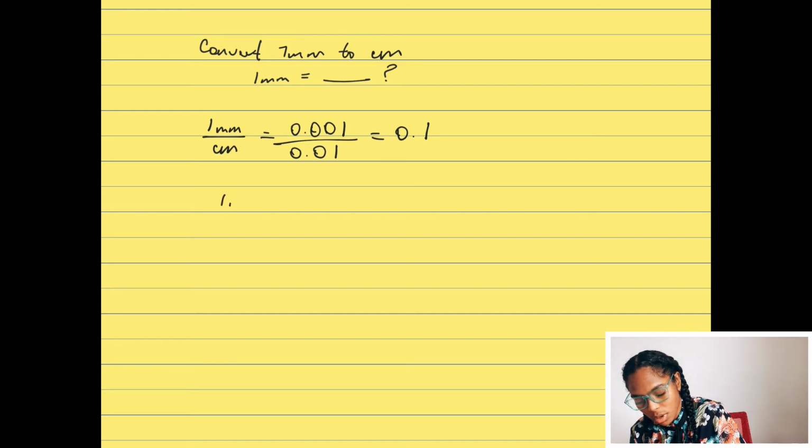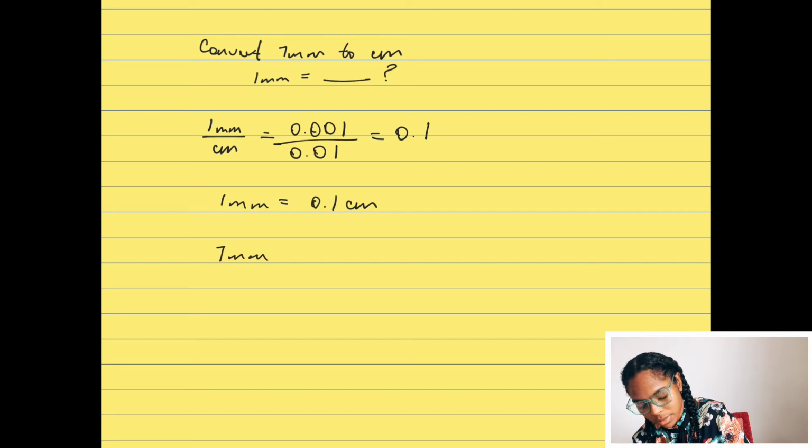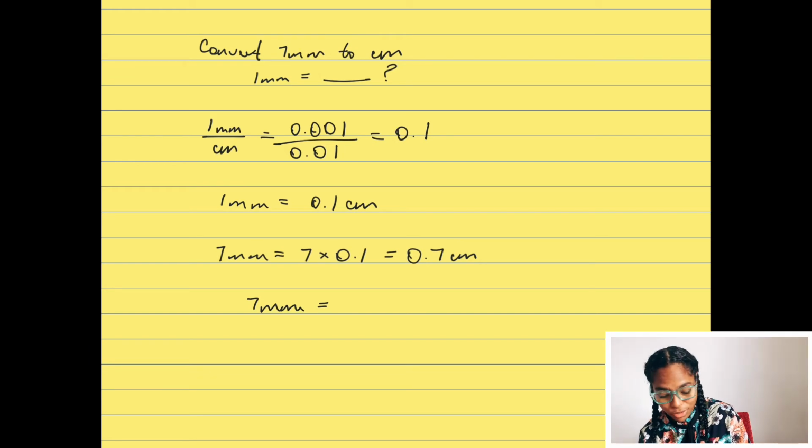This means that 1 millimeter is equal to 0.1 centimeters. So we have it for 1, but we can't forget about the 7. Now we have to find it for 7. So 7 millimeters is equal to 7 multiplied by 0.1, which gives us 0.7 centimeters. So 7 millimeters is equal to 0.7 centimeters.